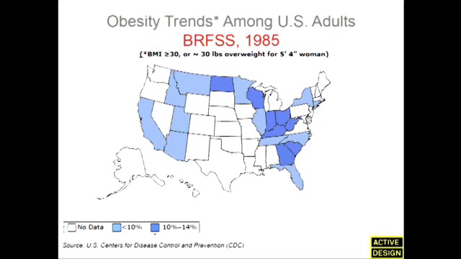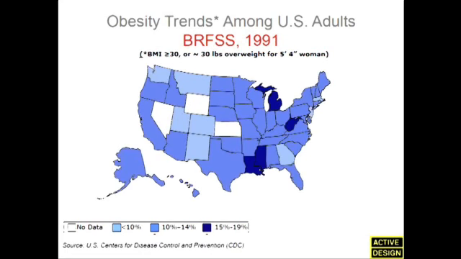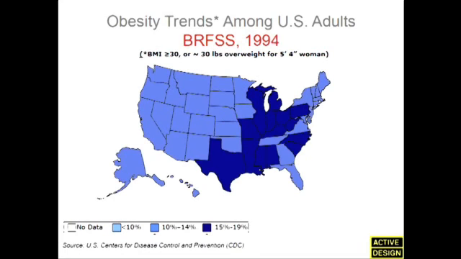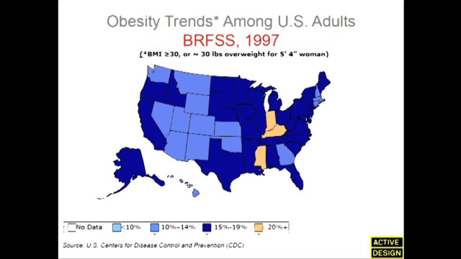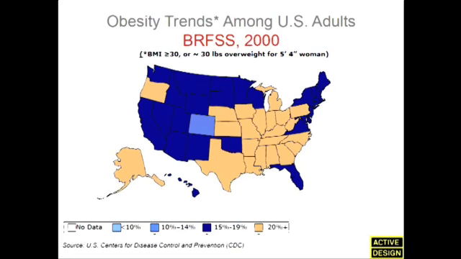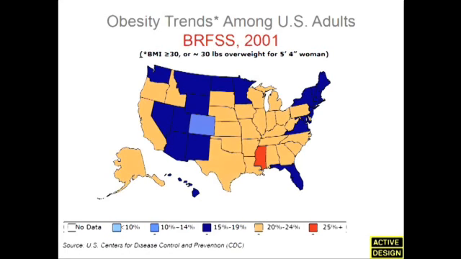You can see that in 1985, when we began data collection in the U.S., there was not a single state above 14% in terms of rates of adult obesity. You're going to see this change very quickly. By 1991, you've got a new color above 15%, 15 to 19%. By 1997, the majority of the country is above 15%, some above 20%, but it doesn't stop there. By 2001, the majority is above 20%.